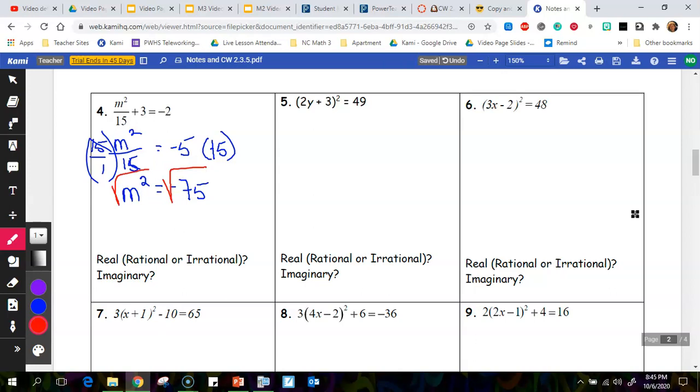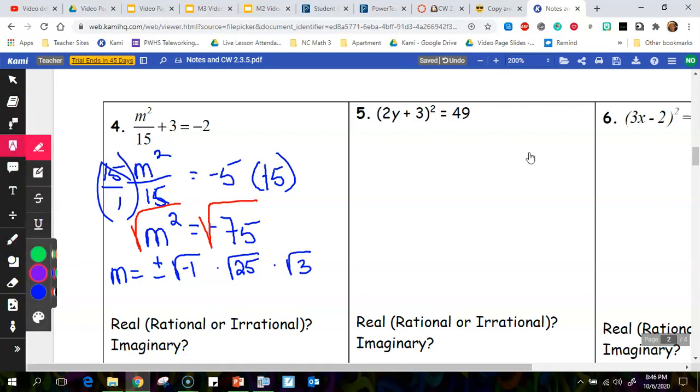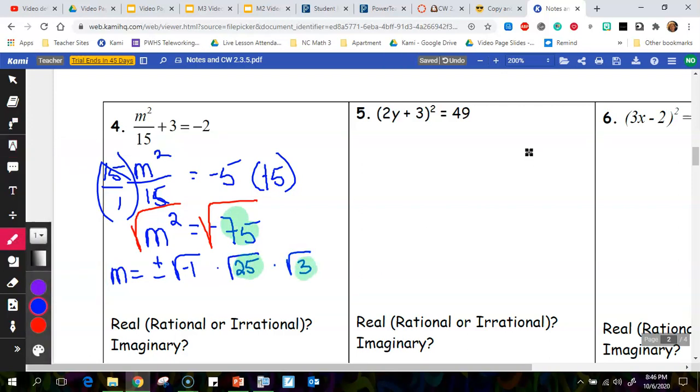I don't have enough room here. I wonder if that might work. So, negative 75 under this radical, here's how I'm going to rewrite this. m equals plus or minus the square root of negative 1 times the square root of 25 goes into 75. That's a perfect square, and 25 times 3 is 75. So what I did was I broke up the 75 into 25 times 3. The reason I used 25 is because it's a perfect square.